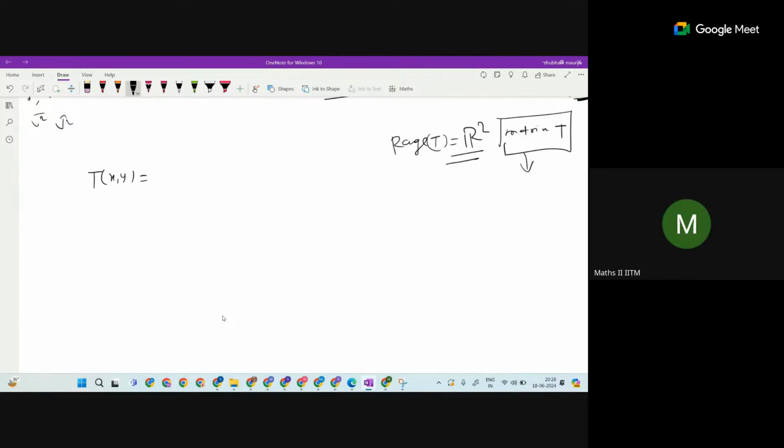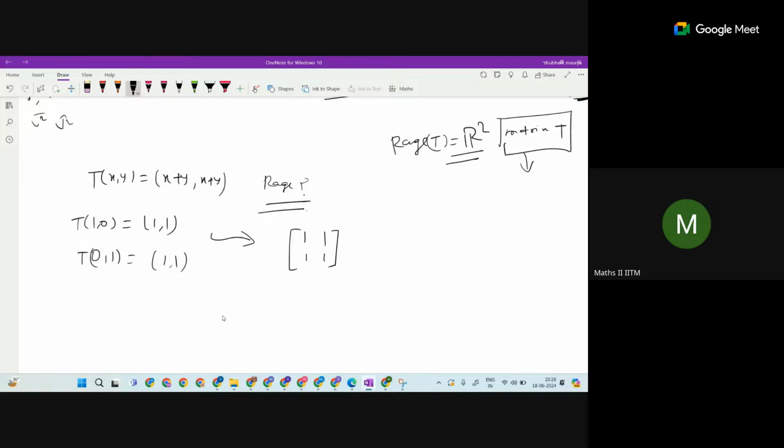T of (x, y) is equal to, I'm just making it (x plus y, x plus y), both the same. What is going to be the range here? Any idea? The same process will be followed. So T of (1, 0) is going to be (1, 1), and T of (0, 1) is going to be (1, 1). The corresponding matrix representation is [[1, 1], [1, 1]]. Correct? So this has rank 1 and nullity 1.